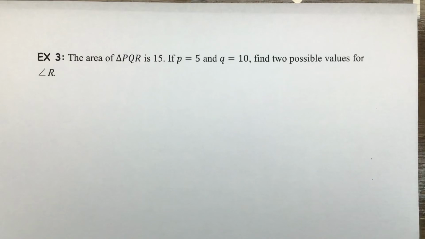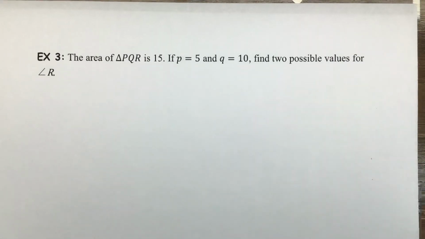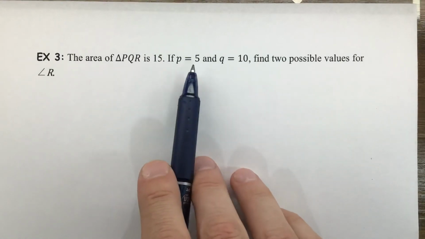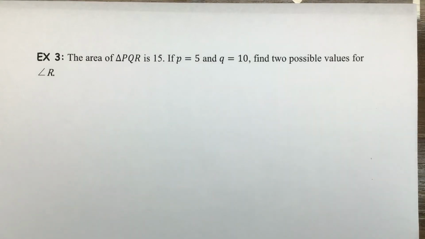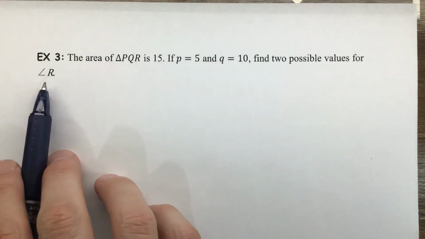So example number 3 is an interesting one because it has 2 answers that go with it. Okay, what we're provided with is a triangle called PQR, and we know that its area is 15. We've already got the answer for the area, it's 15, and we know that 2 of the sides, P and Q, are going to be 5 and also 10. What we're going to do is figure out what the angle would be for R.